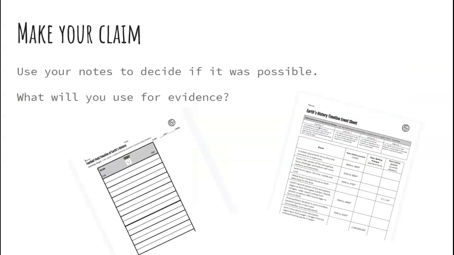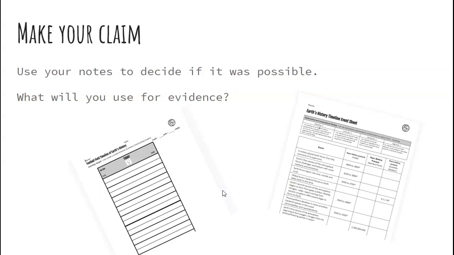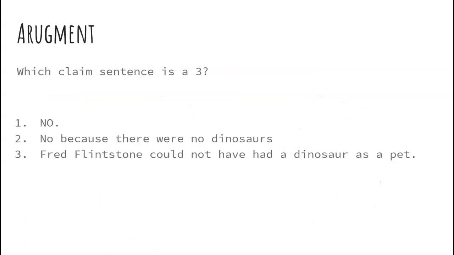Well, we need to make our claim, and where could we actually go for our evidence? We can use our notes from class, our completed Earth history timeline, our timeline event sheet, any of the timelines you completed in class. Those will be where you can go to get evidence. And if you look at them, wow, there's a lot of numbers on there that you can pull together, and there's lots of events that we can talk about to see if it was possible for Dino to have lived with Fred Flintstone.